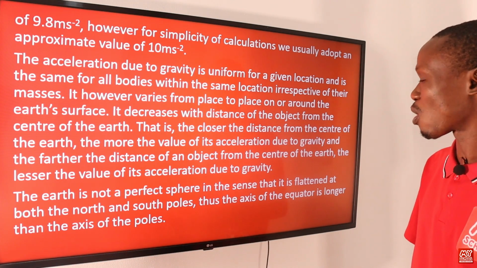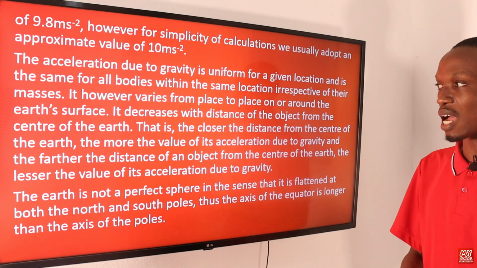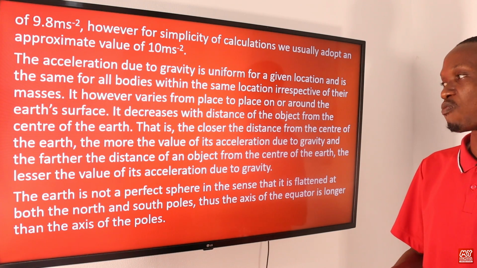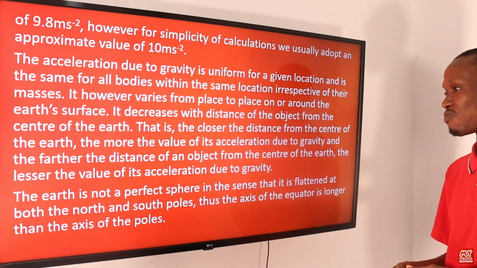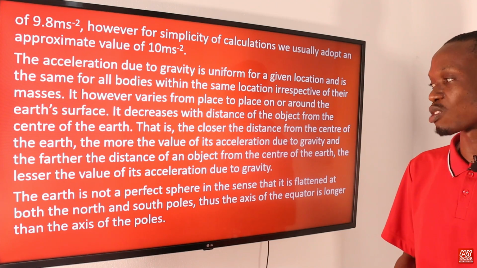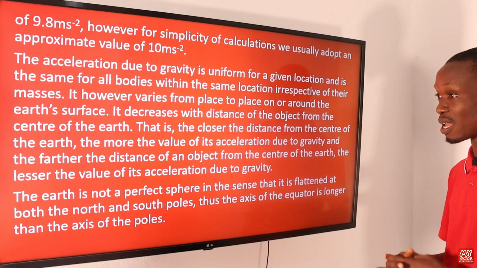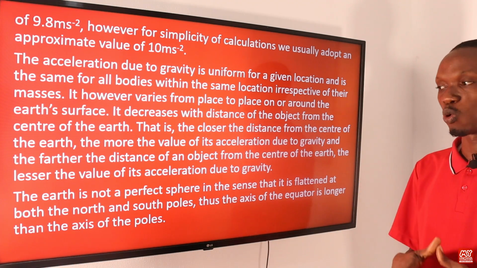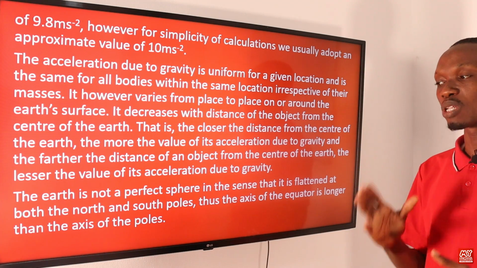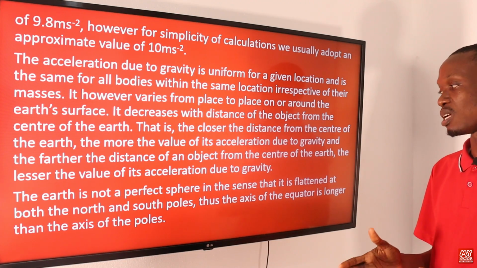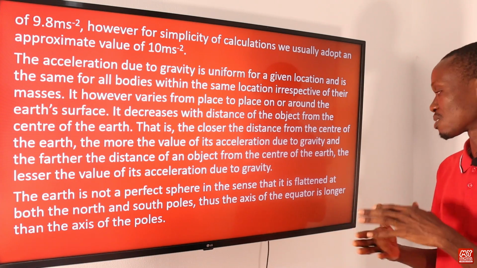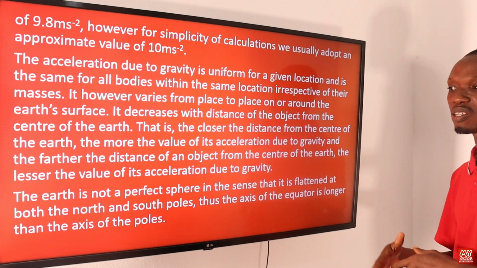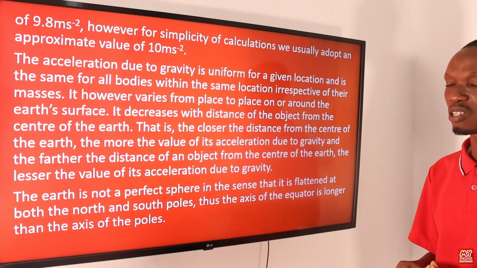It decreases with distance of the object from the center of the Earth, that is, the closer the distance from the center of the Earth, the more the value of its acceleration due to gravity. And the further the distance of an object from the center of the Earth, the lesser the value of its acceleration due to gravity. Now, take note that the Earth is not a perfect sphere, in the sense that it is flattened at both the north and south poles. Thus, the axis of the equator is longer than the axis of the poles.